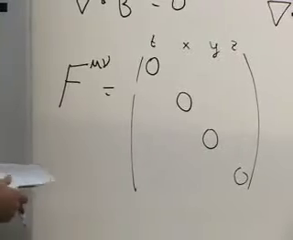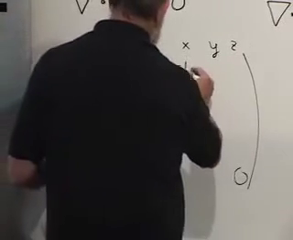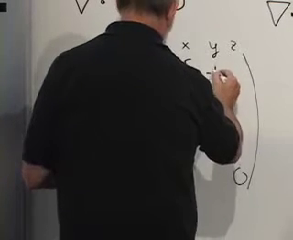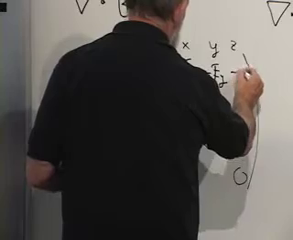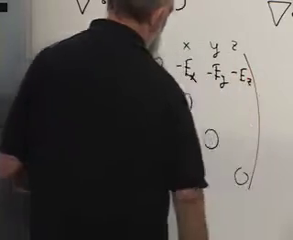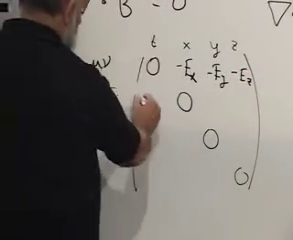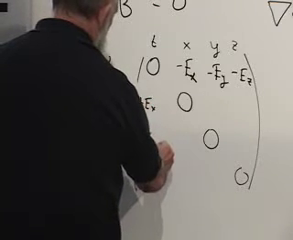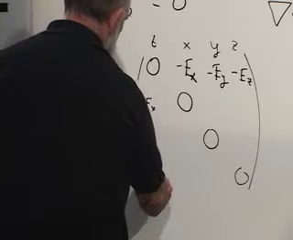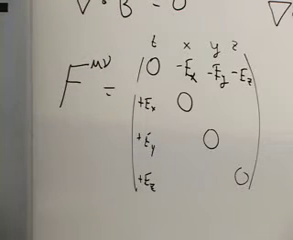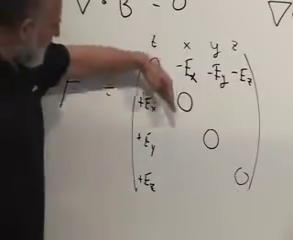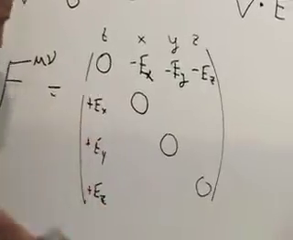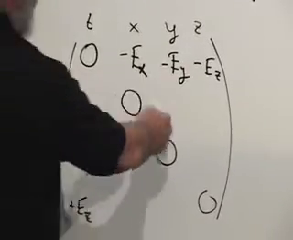All right, so let me just fill it in for you. Minus the x component of the electric field, minus the y component of the electric field, and minus the z component of the electric field. And down here, we have plus E sub x, plus E sub y, and plus E sub z. An antisymmetric matrix always has the property that what's above the diagonal is the negative of what's below the diagonal.